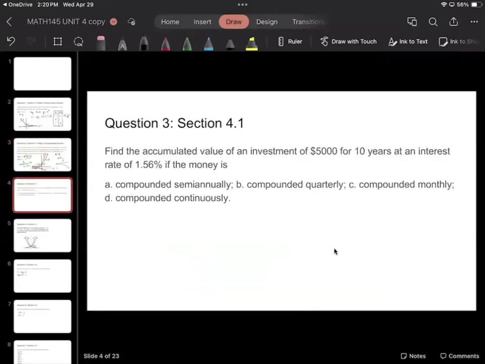Okay. I'm going to come to all the word problems later because I want to have access to a calculator.